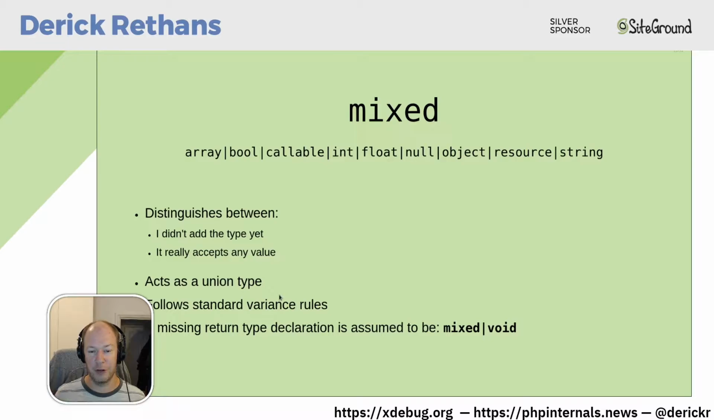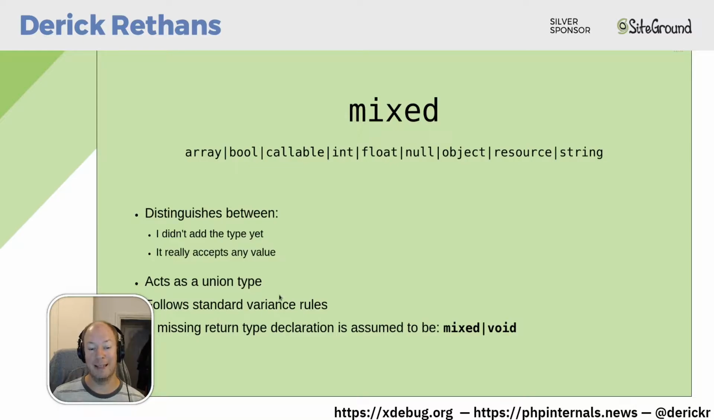It also follows all the variance rules, meaning that if you would create an extended function, you can't suddenly accept fewer arguments to methods, because that would invalidate the variance rules that PHP 7.4 introduced already.